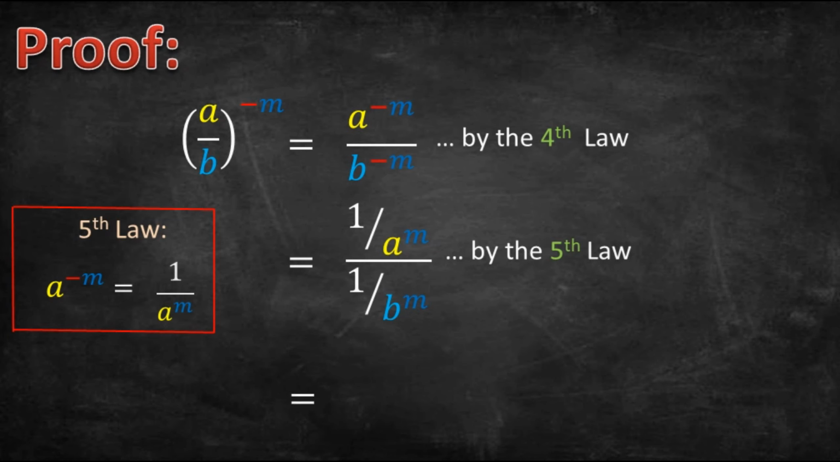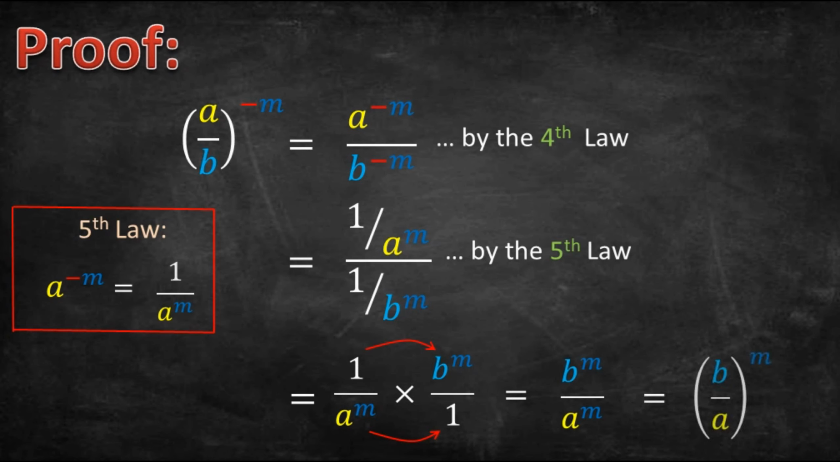Now we have a fraction divided by a fraction, so we multiply the numerator by the inverse of the denominator. So it's 1 over a to the m multiplied by b to the m over 1. Then multiplying the numerators and the denominators, we get b to the m over a to the m. We can now use the fourth law again. B to the m over a to the m we can write as b over a all to the m.